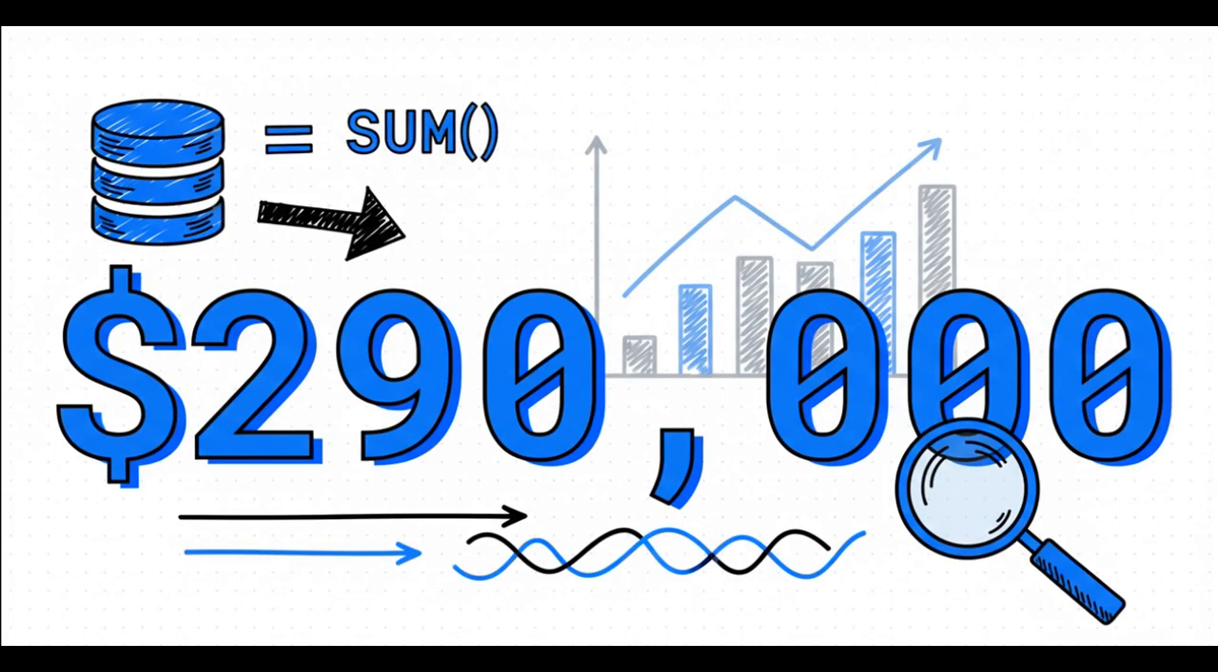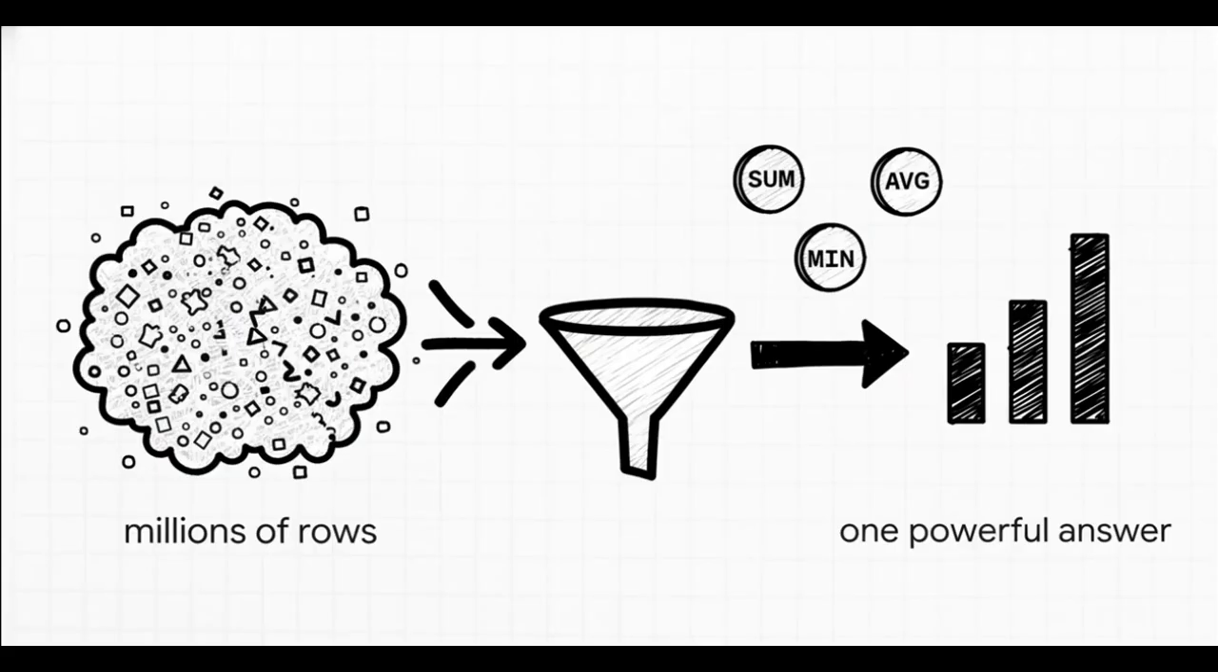Okay, but that's just a count. What about a more valuable question, like, what's the grand total of all sales? For that, we use the sum function on that sales column. And instantly, SQL scans every single one of those rows and gives us one powerful number, $290,000. And that right there is the whole magic trick. It doesn't matter if it's 6 rows or 60 million. SQL and these aggregate functions can take all of that complexity and just distill it down into a single, powerful, understandable answer. Average, sum, count, min, max. These are the tools you use to find the signal in all the noise.